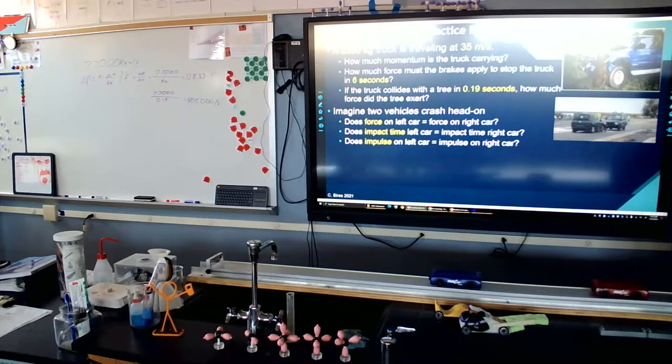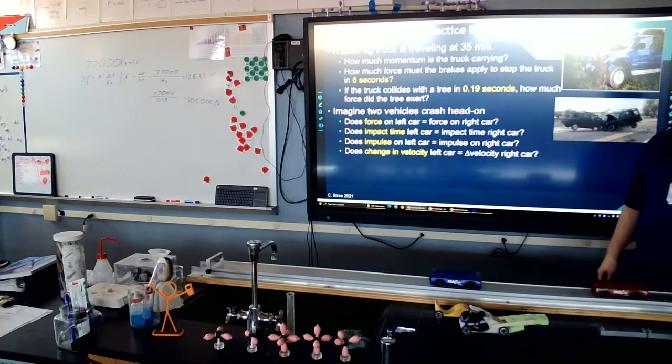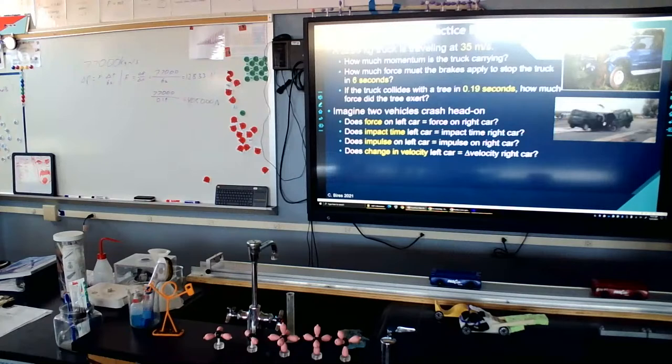So we're kind of working backwards with what Newton came up with. Okay. Is their change in velocity the same? Well, I guess it depends on their initial velocity. Exactly. It depends on their initial velocities. If they have the same initial velocity, they might have the same change in velocity, but the change in velocity is not necessarily the same. Everything else is, though, except for mass, obviously.